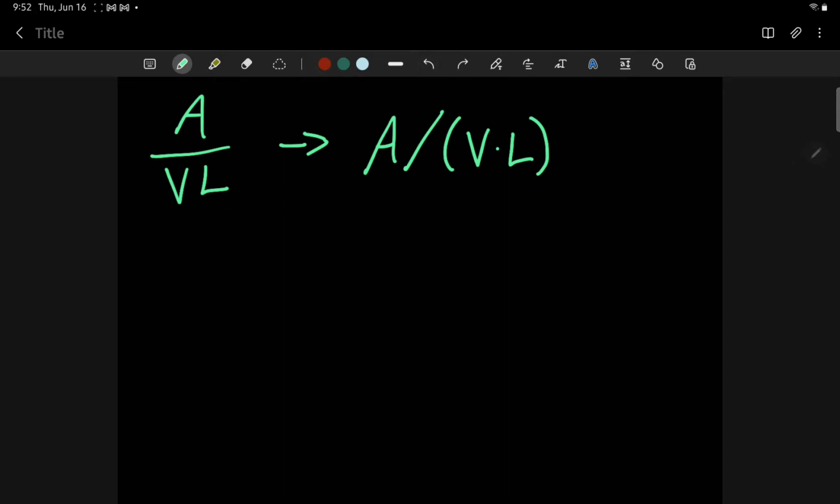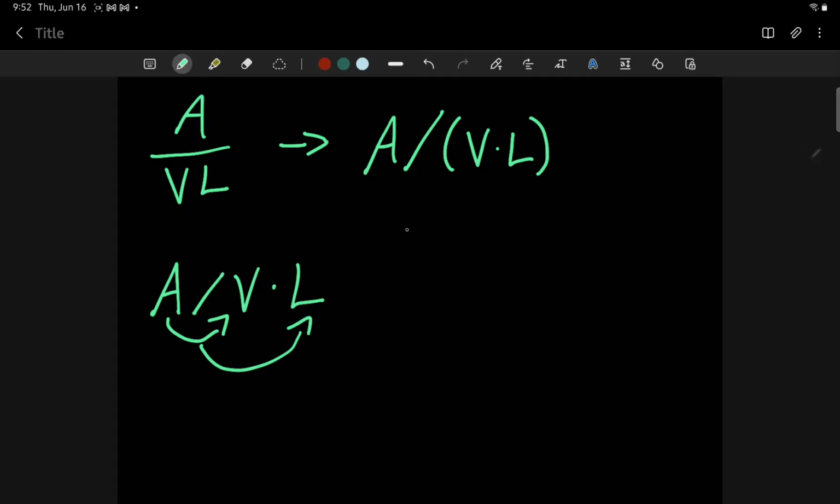Because what I noticed a lot of people messed up on was they would do something like A divided by V times L. If you don't have the parentheses, it looks like you can just go through and do A divided by V and then that answer times L. It's not the same thing. And I can show you that it's not the same thing.